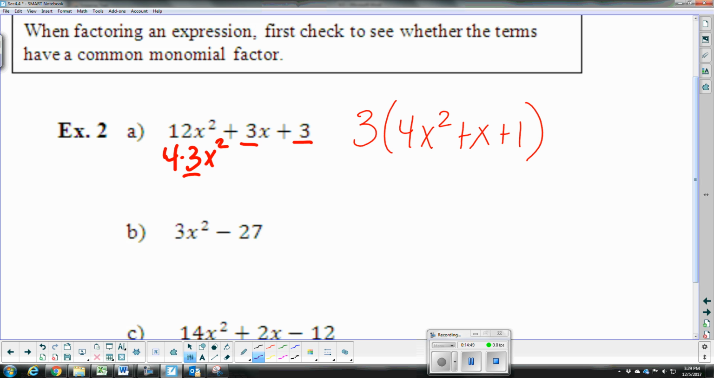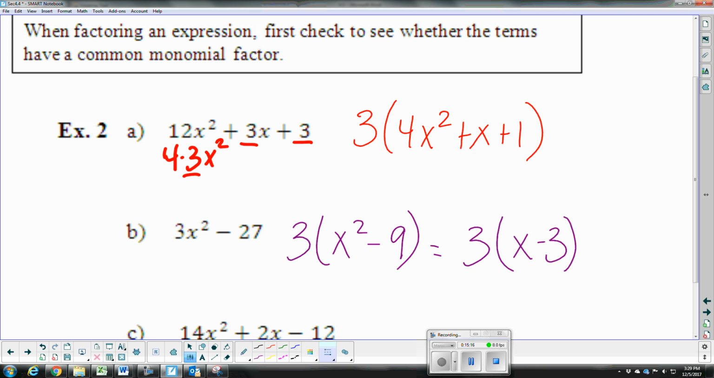So for example, let's try the next one. So a common monomial here is 3 again. So we have 3x squared minus 9. And this x squared minus 9, we can factor out even further. So that's 3 times x minus 3 times x plus 3.